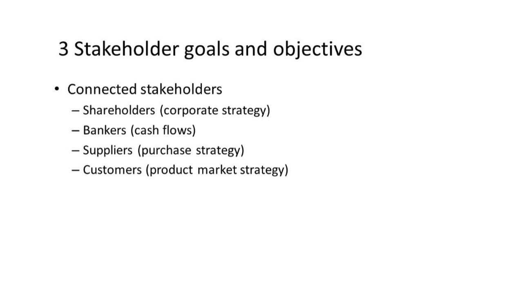3. Connected stakeholder suppliers, purchase strategy. Their interest to defend: profitable sales, payment for goods, long-term relationship. Their response risk: refusal of credit, court action, wind down relationships. 4. Connected stakeholder customers, product market strategy. Their interest to defend: goods as promised, future benefits. Their response risk: buy elsewhere, sue.